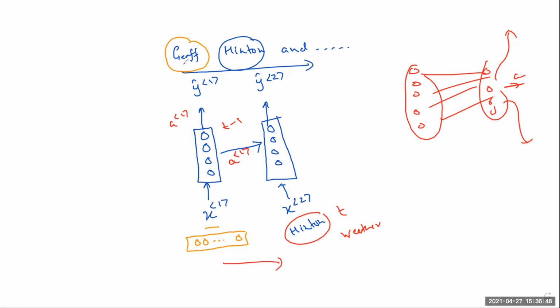So maybe let me draw it a bit cleanly so that you can understand. This is our hidden layer. This is our input layer. So I feed the first word. And this is the output of hidden layer, and then I have the output layer in which I am predicting whether it is name of a person or not. So I'm predicting basically 1 or 0.